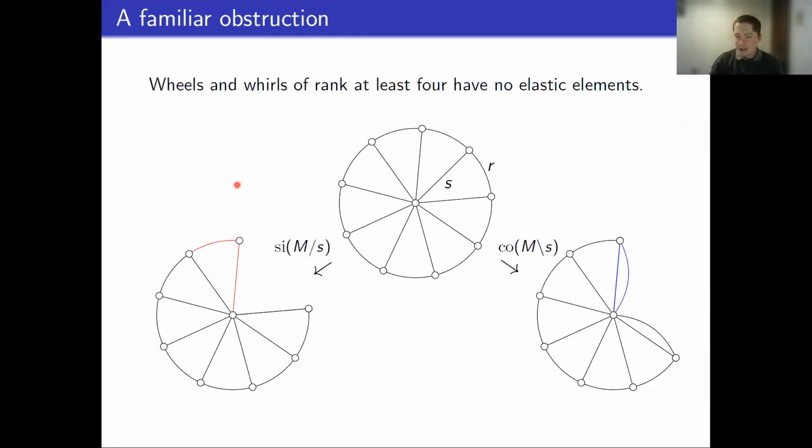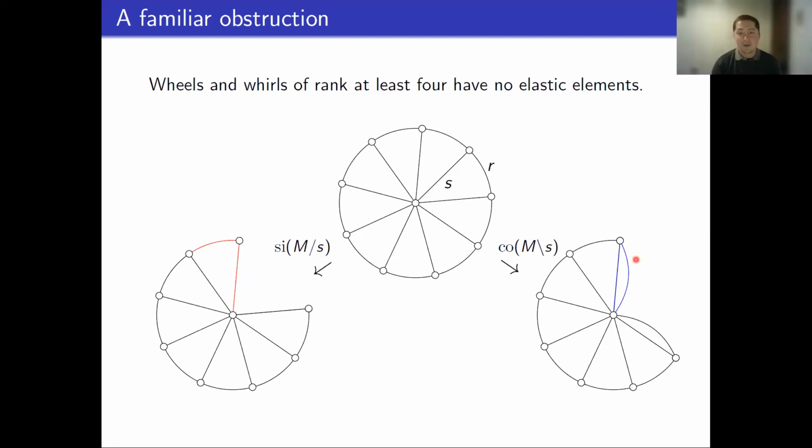Right, first off, we get this nice familiar obstruction straight off the bat, because actually wheels and whirls are an obstruction to elastic elements. Here, you've just got a graphic picture of a wheel to demonstrate. If you look at this S, S for spoke, its contraction pulls some elements into parallel, and you've got to delete those to simplify, but then you've produced a series pair. So the spoke elements are not contractible. And if you look at R for rim, I've written S here, but that should be an R. If we delete R and then co-simplify, we produce a parallel pair.